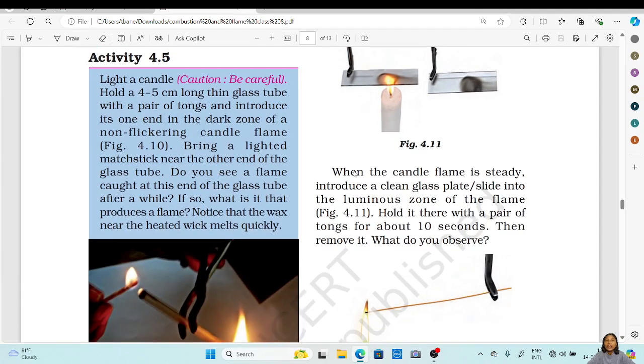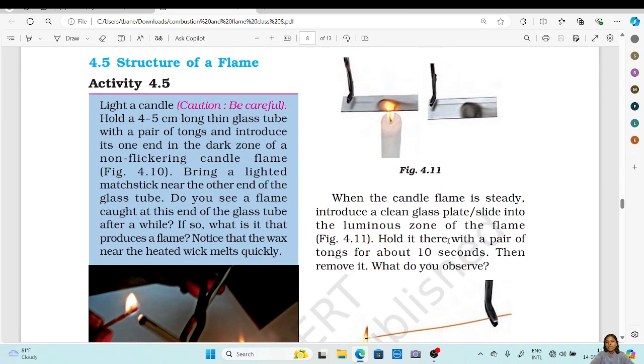So now, when a candle flame is steady, introduce a clean glass plate slide into the luminous zone of the flame. Hold it there with a pair of tongs for about 10 seconds. Then remove it. What do you observe?